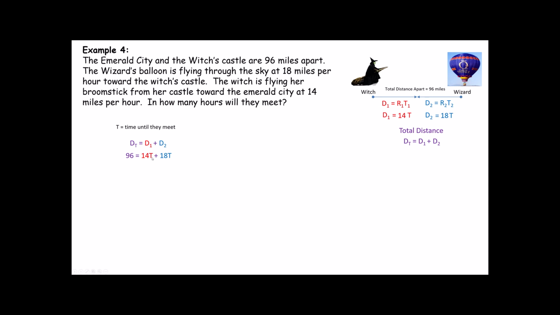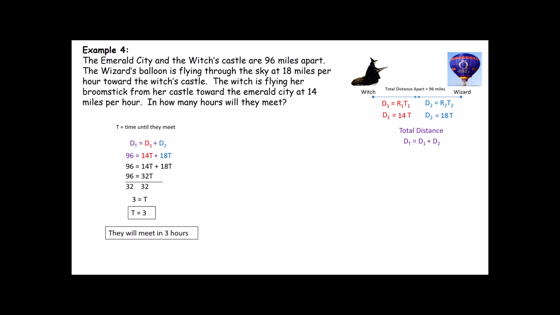Remember, those are rates and times, rates and times. It is a single variable equation now. Combine your like terms, divide away the 32, and the time is 3. Make sure you answer the question. They will meet in 3 hours.